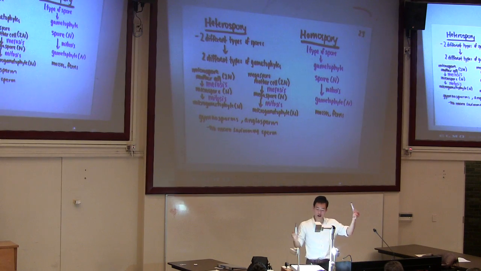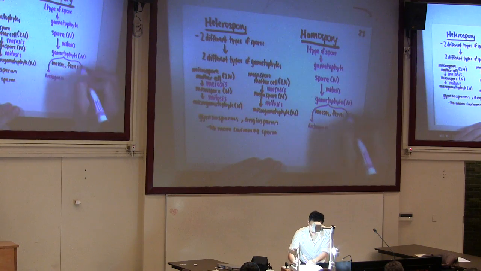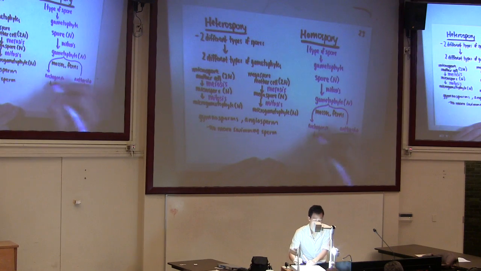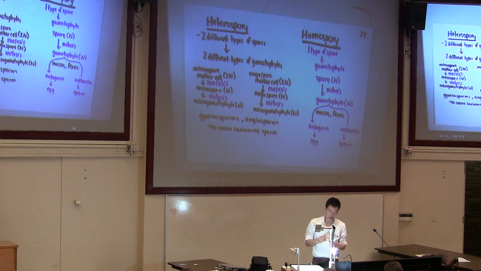You don't have a microspore mother cell and a megaspore mother cell. And the gametophyte will produce archegonia and antheridia. The archegonia produces the egg. The antheridia produces the sperm. Okay, any questions?